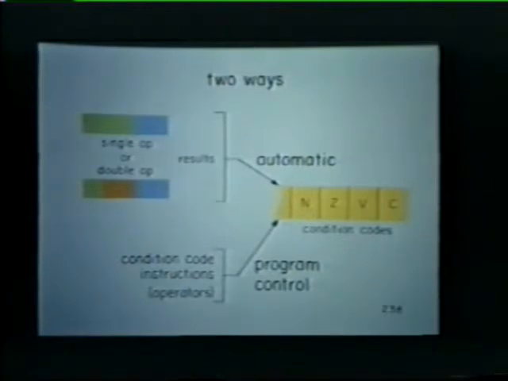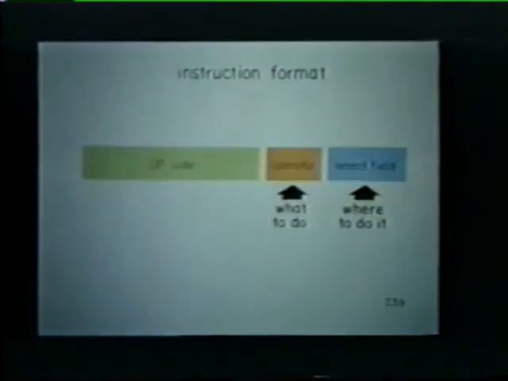There are actually 2 ways to change the 4 condition code bits in the PSW. As we've just seen, the results of either a single or double operand instruction will automatically change appropriate condition codes. Now, we will discuss the condition code instructions or operators which allow the program to control the states of the condition code bits. This is the instruction format of the condition code operators.